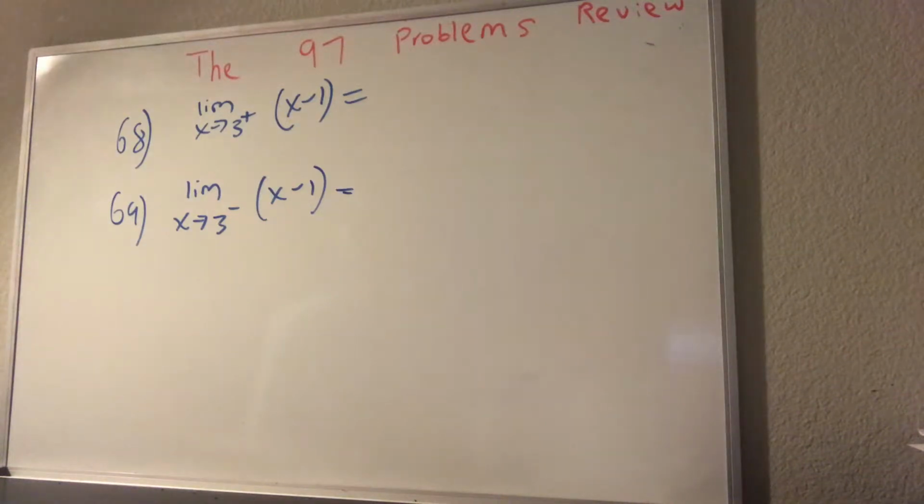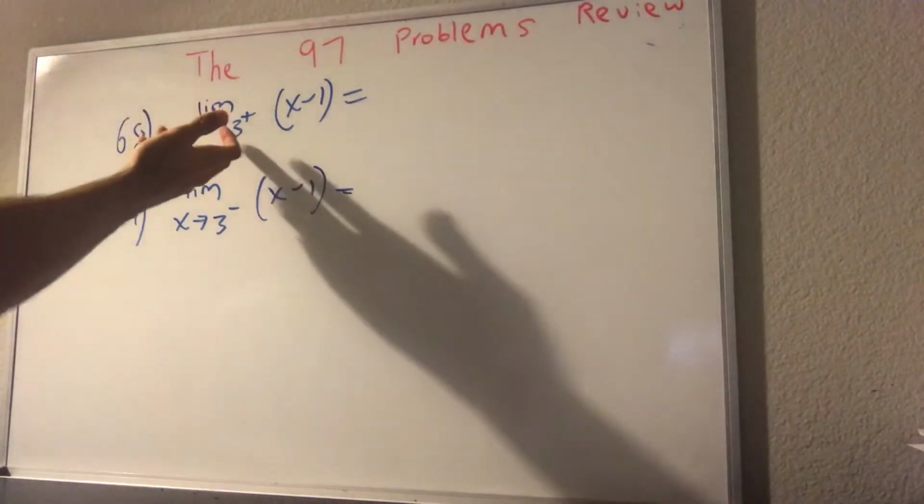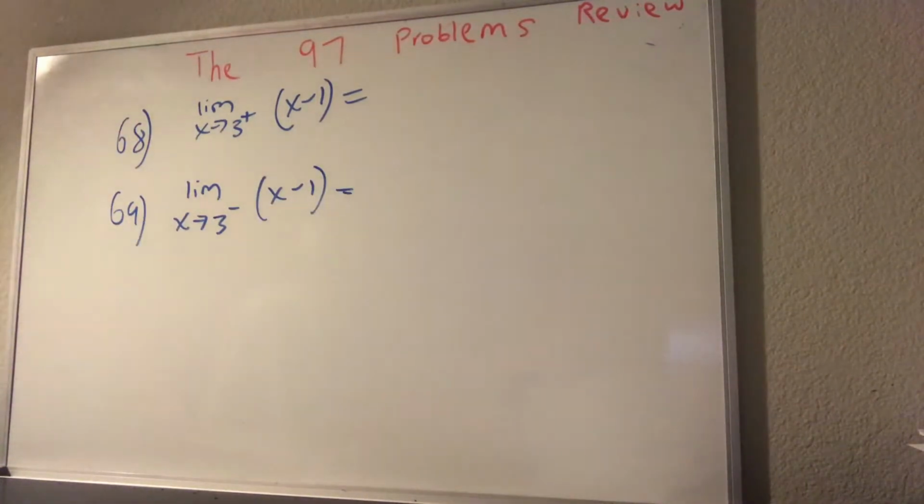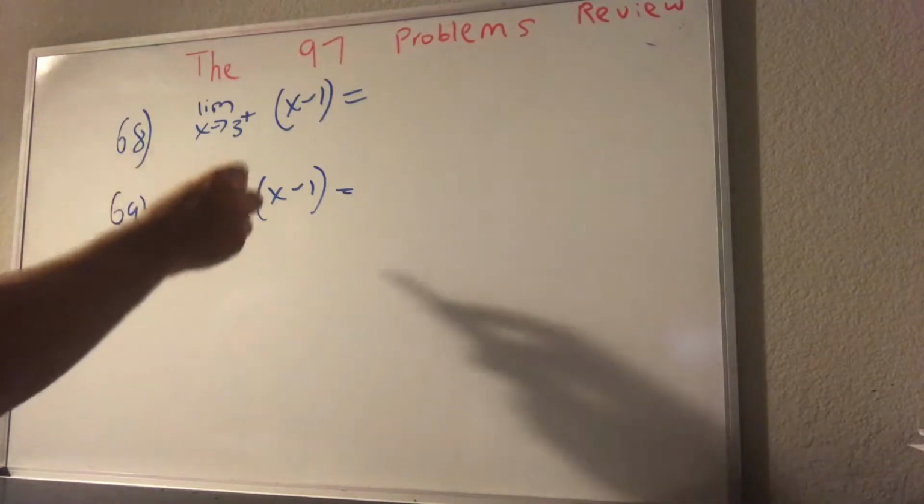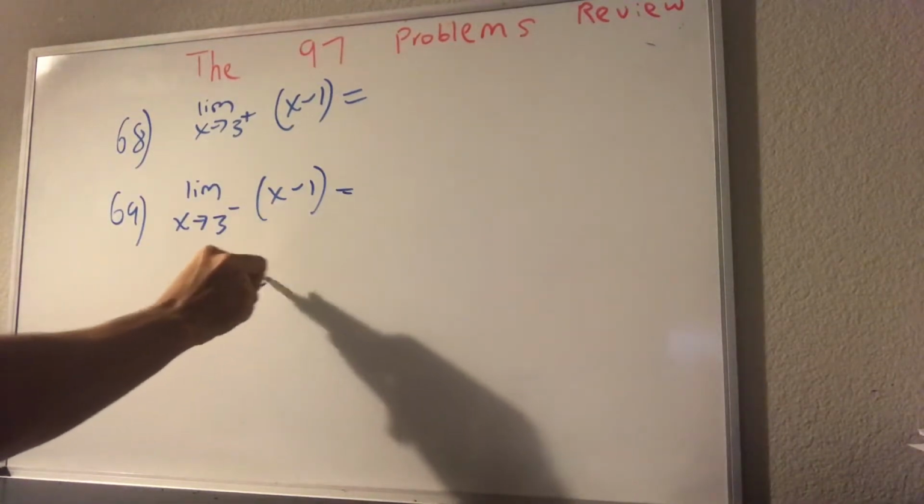Here we have problems number 68 and 69, and this brings up an interesting question. We have the limit of x minus 1 as x approaches 3 from the right hand side and as x approaches 3 from the left hand side. Looking at this, we know that x minus 1 is a linear function, so y is equal to x minus 1.